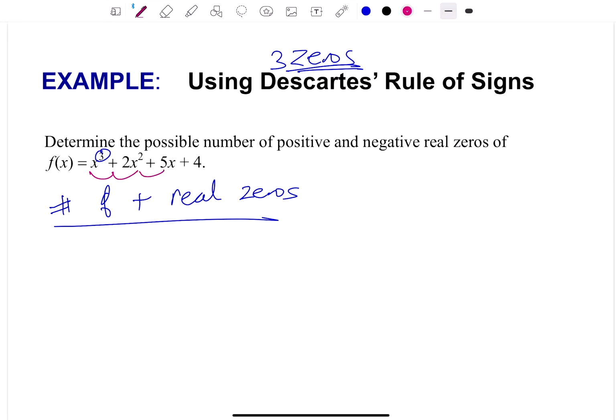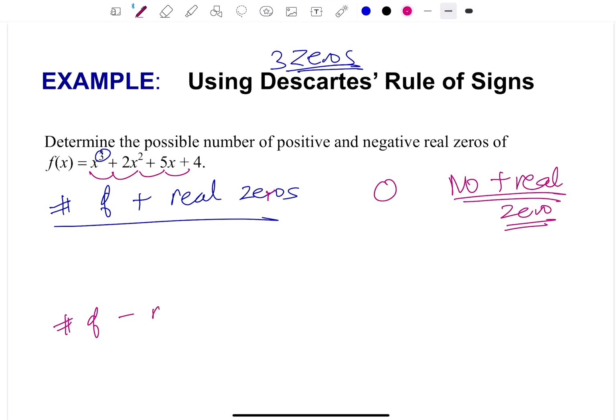And if you look here, f of x, there's no sign changes, so there's no positive real zero in this case. No positive real zero. That means in my list of possible zeros, I don't need to check any of the positive numbers. They're not going to work out. They're not going to be zeros for this polynomial. Now let's think about the number of negative real zeros.